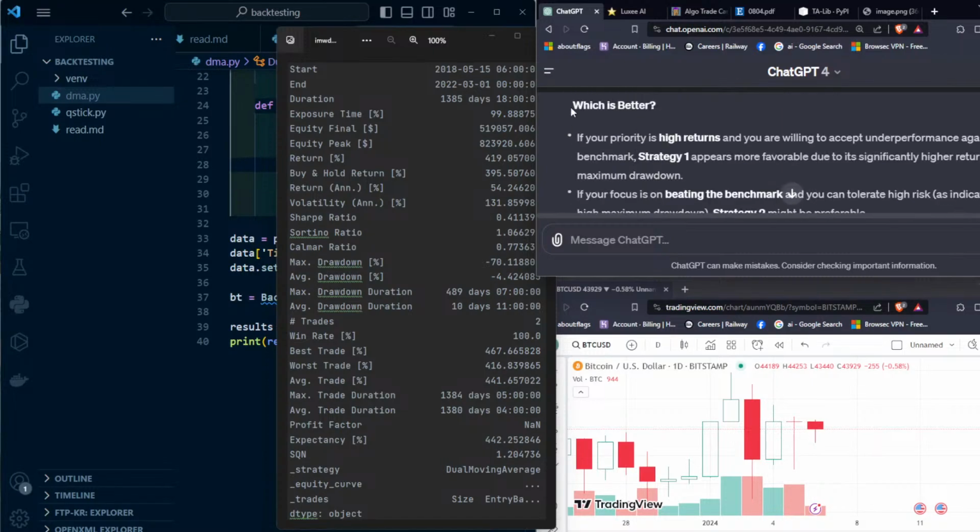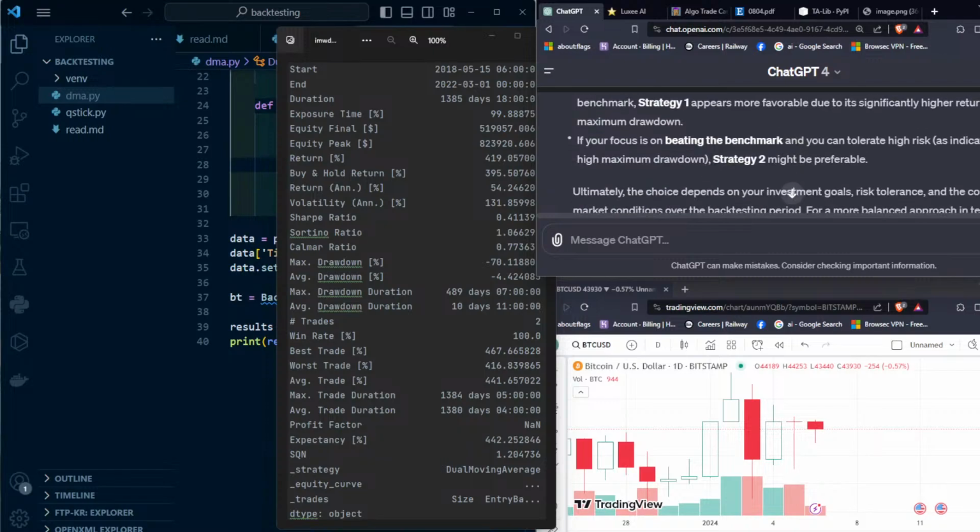Alright. So, which is better? See, even ChatGPT is telling you if your priority is high returns and you're willing to accept underperformance against a benchmark, strategy 1 appears more favorable due to its significantly higher returns and lower maximum drawdown. If your focus is on beating the benchmark and you can tolerate high risk, strategy 2 might be preferable. So this is really dependent on you.